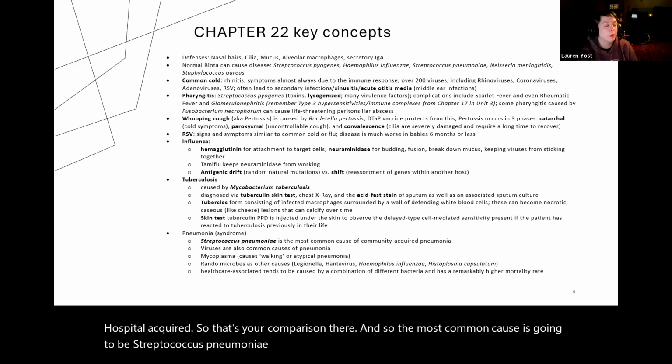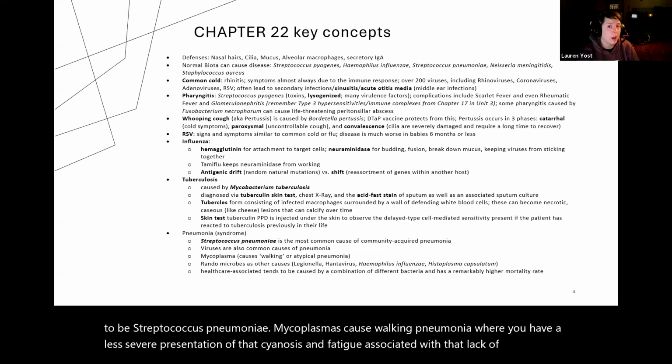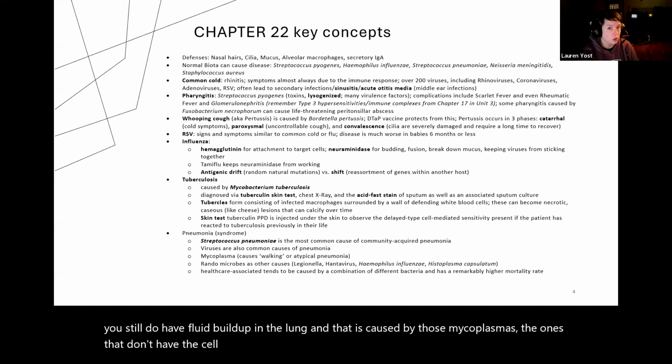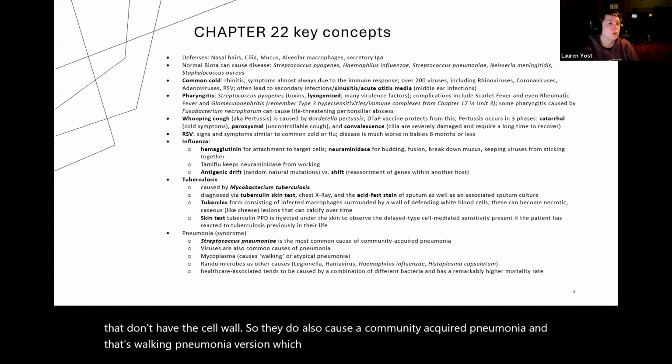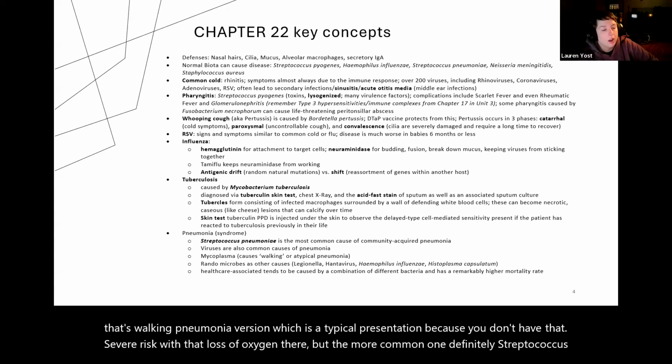Mycoplasmas cause walking pneumonia, where you have a less severe presentation of the cyanosis and fatigue associated with the lack of oxygen, but you still do have fluid buildup in the lung, and that is caused by those mycoplasmas, the ones that don't have the cell wall. So they also cause a community-acquired pneumonia, and that's the walking pneumonia version, which is an atypical presentation because you don't have that severe risk with the loss of oxygen. But the more common one is definitely Streptococcus pneumoniae.